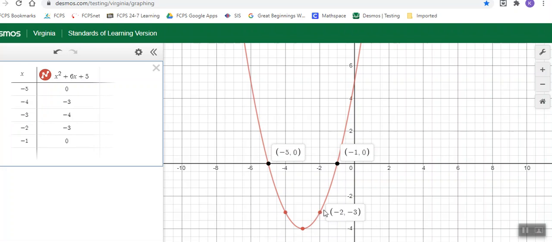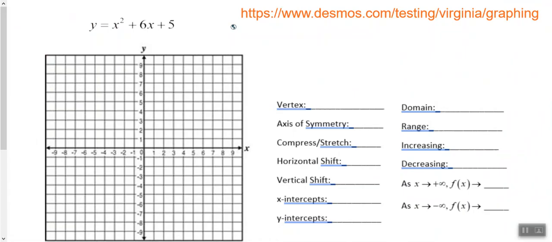All right, then I would transfer those points to my paper. So I'm going to go back to my notes. And I've actually already graphed it. So those are my 5 points I got from Desmos. I connected it. It's not a V. This is a U shape, and that's very important. Do not graph a V. V's are absolute values. So I have my U-shaped graph with 5 points here.